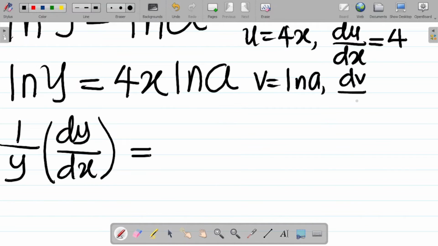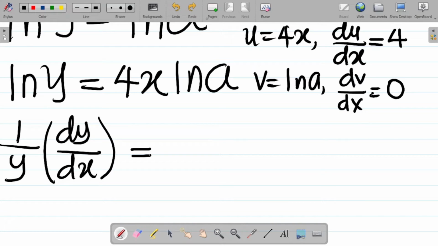Let's get dv dx. To get dv dx, it simply means differentiate ln a with respect to x. Now you might think that if I differentiate ln a, I'll get 1 over a, but that would be incorrect because I'm differentiating with respect to x, and there's no x here. This is just ln a. So if I differentiate ln a with respect to x, it gives you 0. Since there's no x here, it is considered a constant, so it becomes 0 because if you differentiate a constant, you get 0.